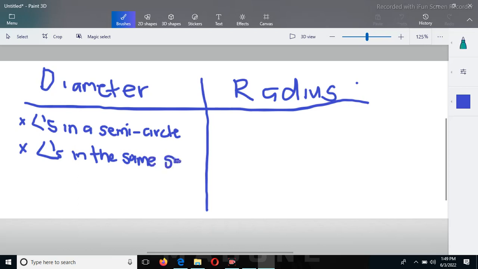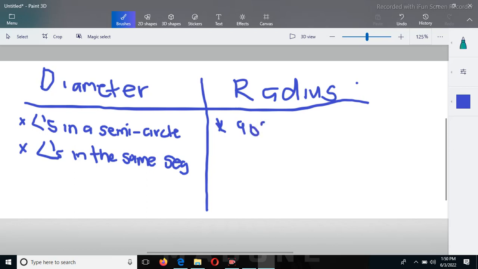Okay, guys. So now every time you see a diameter, just know that there's a possibility of those two: you might be asked to find angles in a semicircle and angles in the same segment. Now come to the radius. When you see a radius, just know that somewhere along the line, if there is a chord, you might have a 90-degree angle somewhere there.